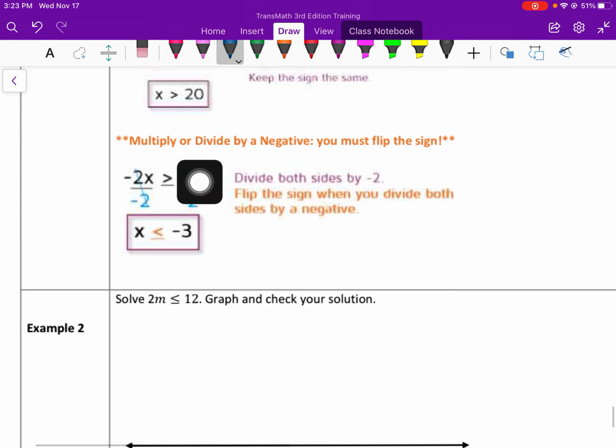But when we multiply or divide by a negative, we must flip the sign. So if we had something like this, where it was negative 2 times x is greater than or equal to 6, and we have to divide by negative 2 on both sides, then we get x, and then we get less than or equal to negative 3. So when we divide by a negative or multiply by a negative, you have to switch the sign, so flipping it.